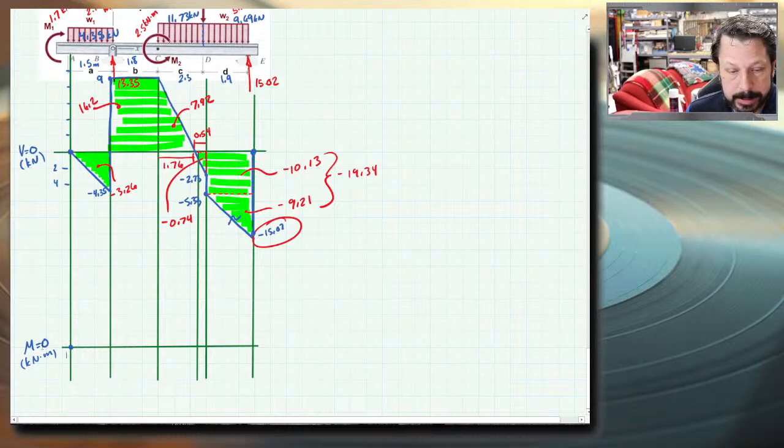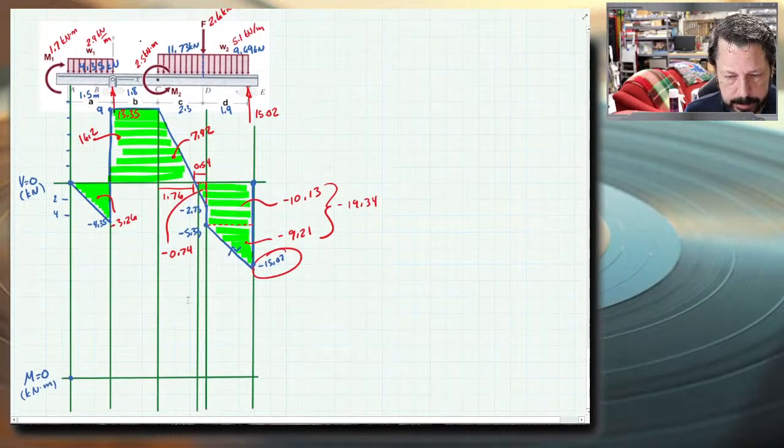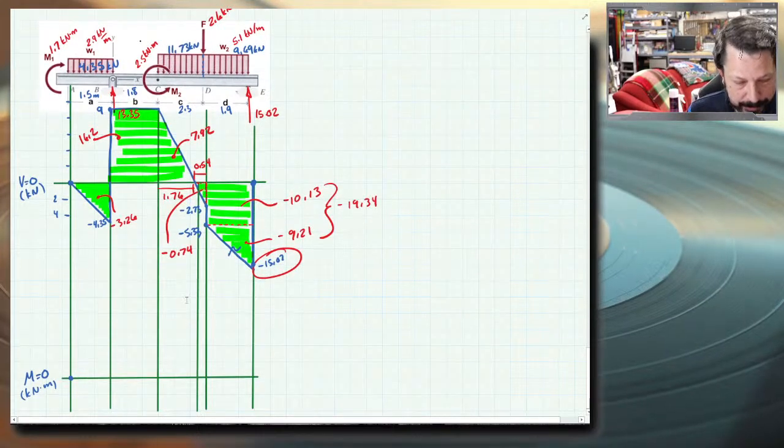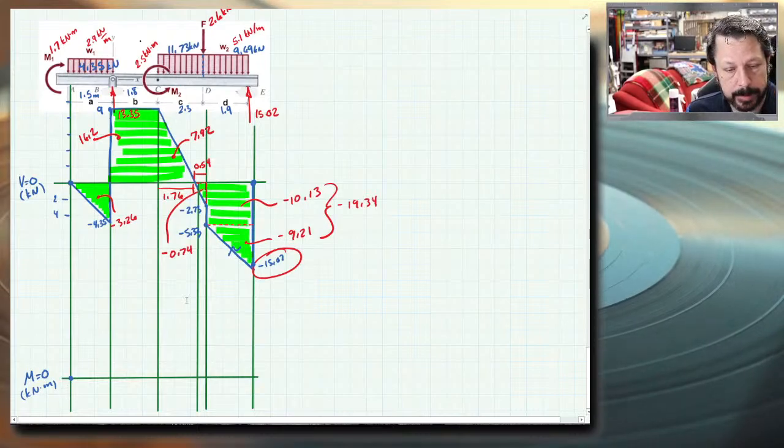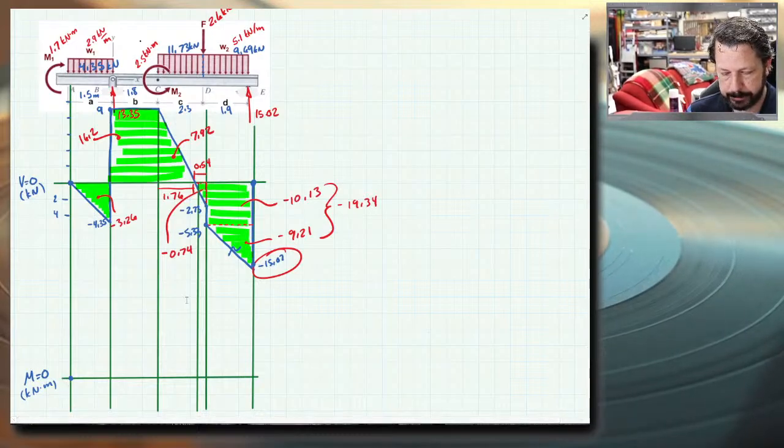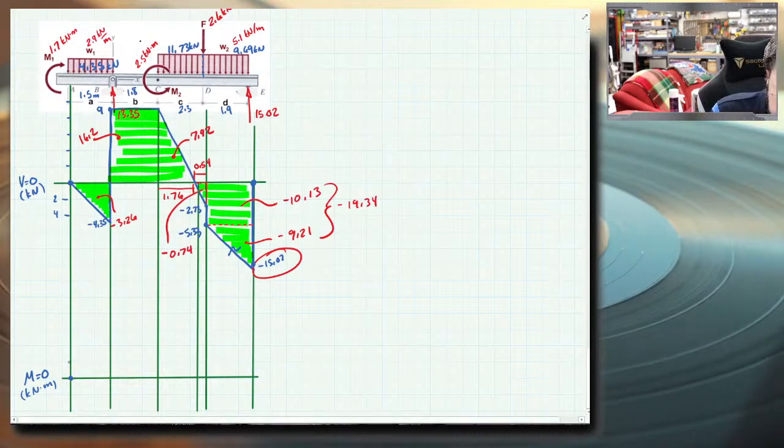Now this one does have concentrated moments on it, so we can't forget the very first thing we see is M1. So we're at 0. M1 is clockwise, so that's plus 1.7. So we're going to go up 1.7, then we're going to go down 3, up 16, so up to 12. So we need to go up to around 20. So let's see what we need to do to get to 20.